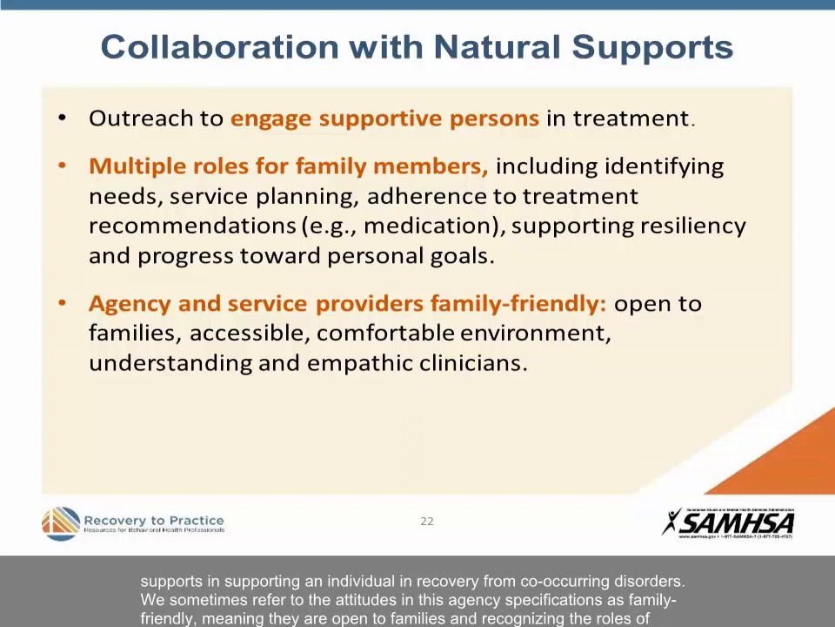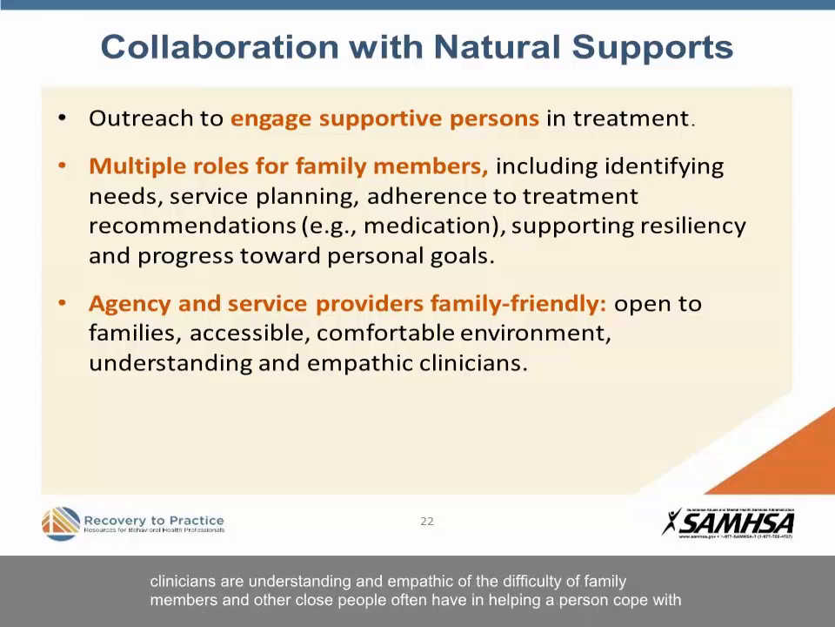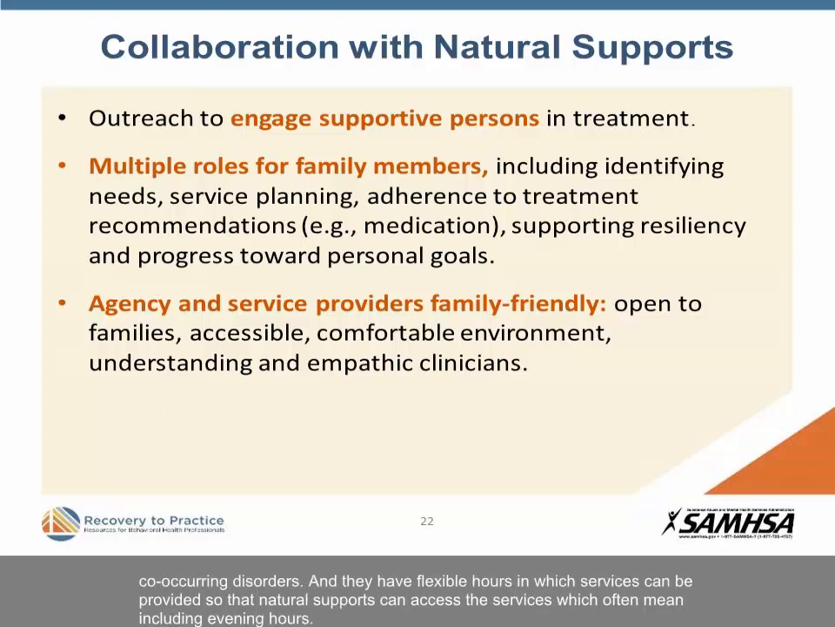We sometimes refer to these attitudes and these agency specifications as family-friendly, meaning that they're open to families, they recognize the role of natural supports in helping people recover from co-occurring disorders, they provide comfortable environments for family members with educational information around, such as brochures and so on, and the clinicians are understanding and empathic of the difficulties that family members and other close people often have in helping a person cope with co-occurring disorders. And that they have flexible hours in which services can be provided so that natural supports can access those services, which often may include evening hours.